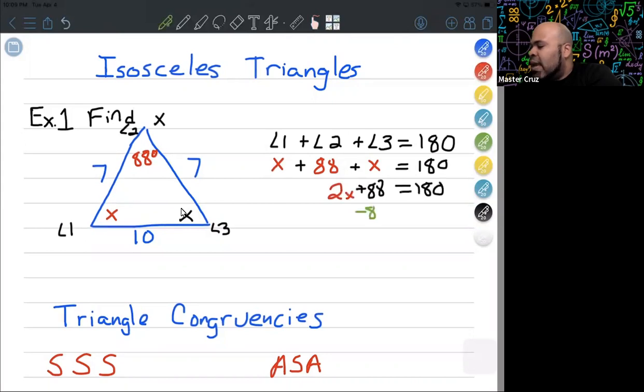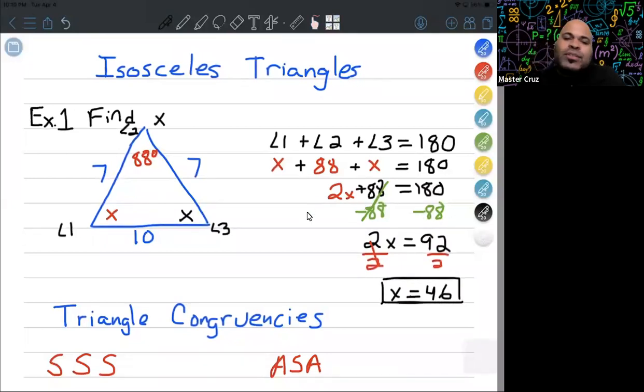I will subtract 88 from both sides because this is a two-step equation. This will cancel. And I'm going to get that 2x equals 180 minus 88, which will give me 92. This is 92. And the last step will be to divide both sides by 2. And that will give me that x equals 46. So in this case, x equals 46, which means that the answer to my question is 46. Angle 1 is 46 and angle 3 is 46. If I add them all, I should get 180.